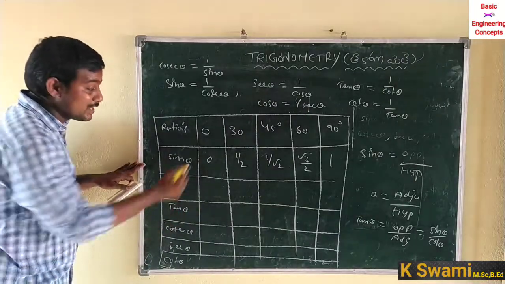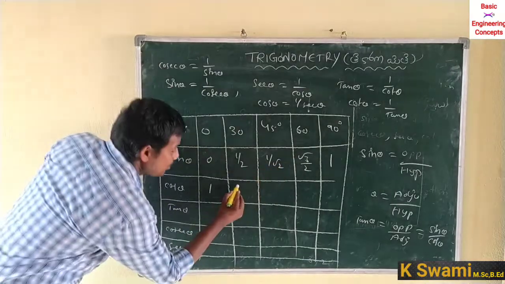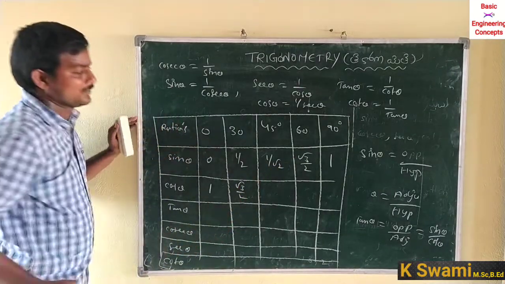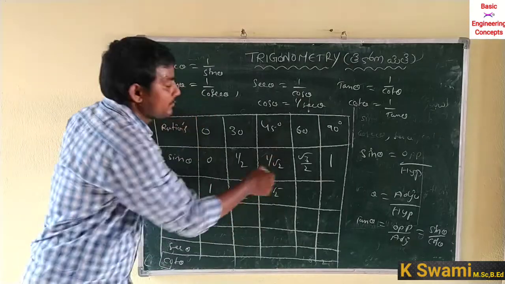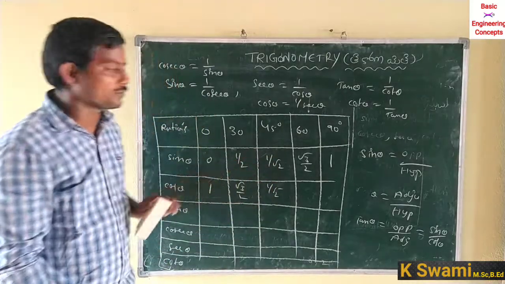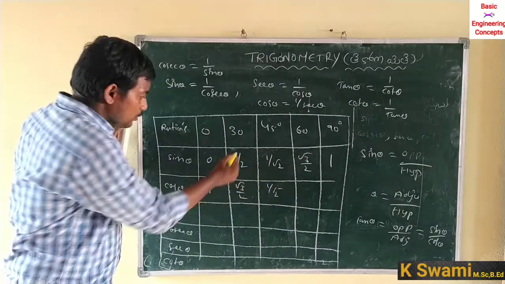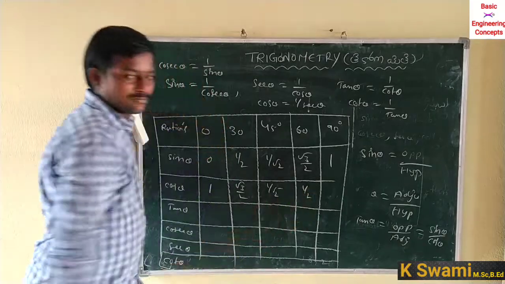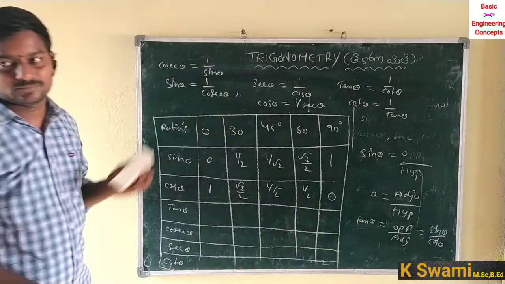And cos 0 is equal to 1. Cos 30 degrees is equal to root 3 by 2. And cos 45 degrees is the same as sin 45 degrees, meaning 1 by root 2. And cos 60 degrees is equal to 1 by 2. And cos 90 degrees is equal to 0.